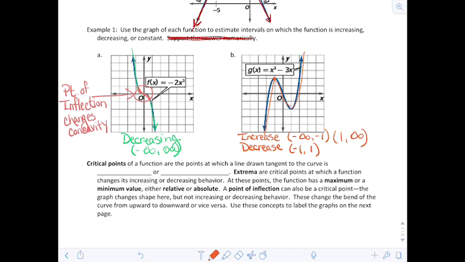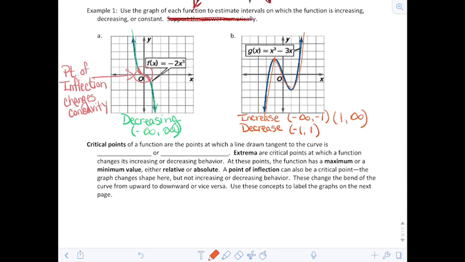Okay, so let's look at this paragraph down here and kind of tie everything together. We have something important to talk about, critical points. Okay, we just had some critical points, and let's talk about what they are and where they are. Critical points of a function are the points at which a line drawn tangent to the curve is going to be either horizontal or vertical.